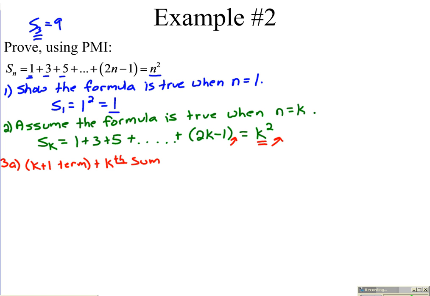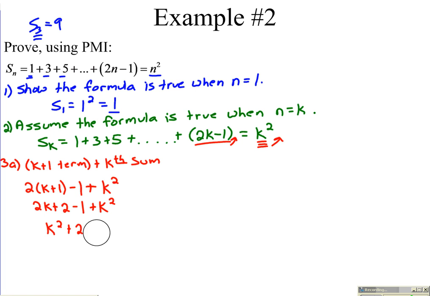So our k plus 1 term is going to be 2 times k plus 1 minus 1. So we're using this expression right here. And we're simply plugging in the term number. And now to that, we need to add the kth sum, which is given right here. That's the sum of the first k integers. Simplify that expression. We get 2k plus 2 minus 1 plus k squared plus 2k plus 1.